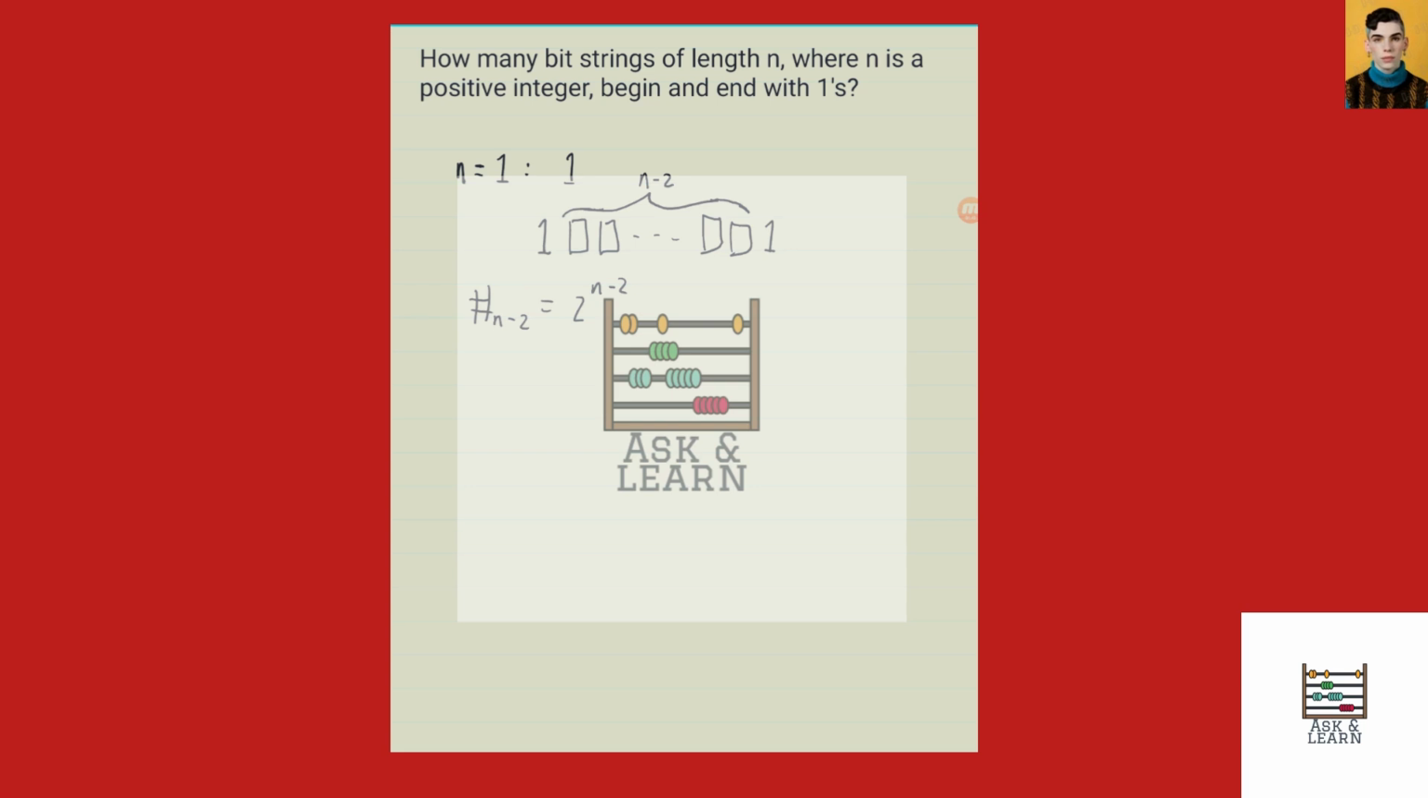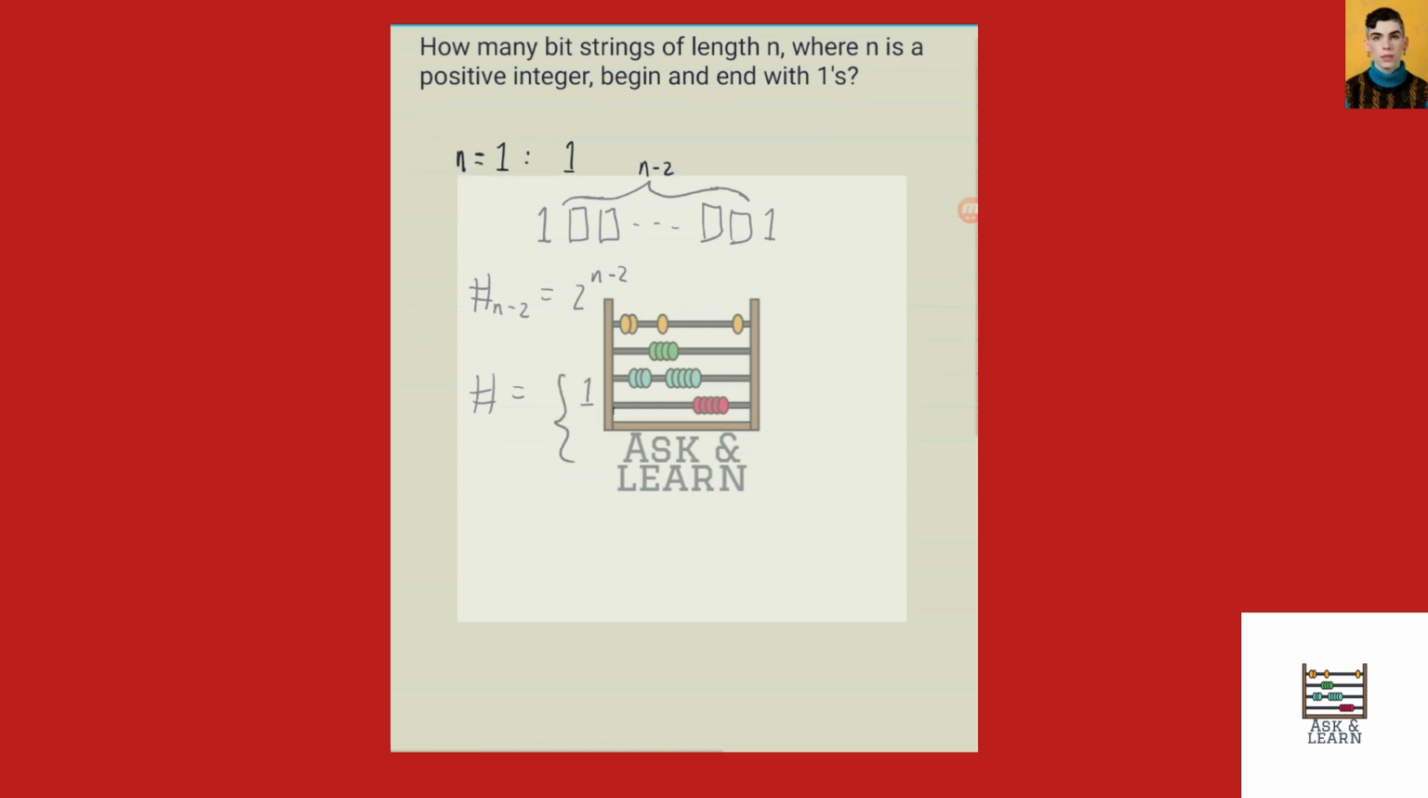So we have the two cases. The number is going to equal 1 if n equals 1, and it's going to be 2 to the power of n minus 2 if n is greater than 1.